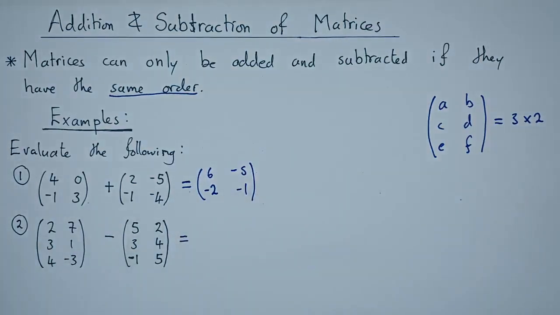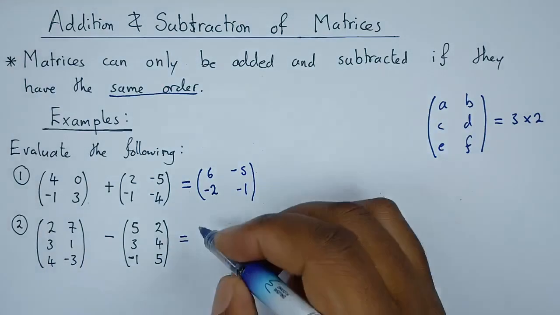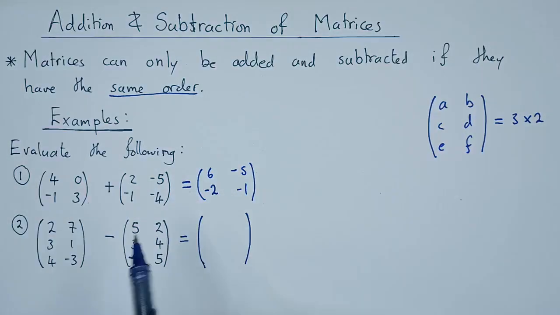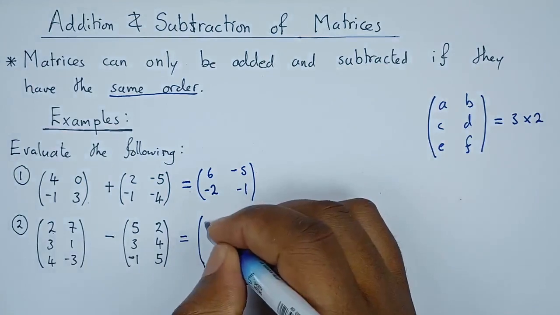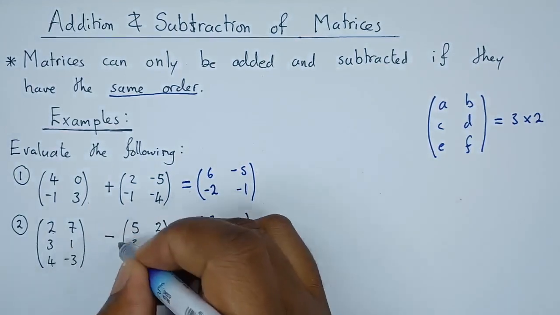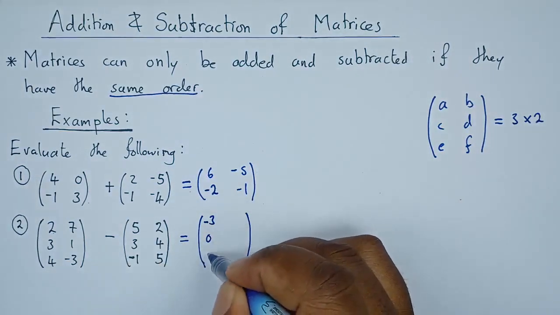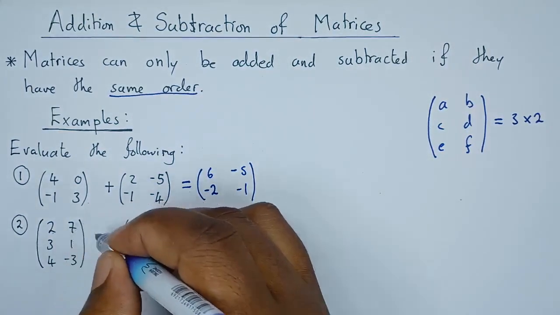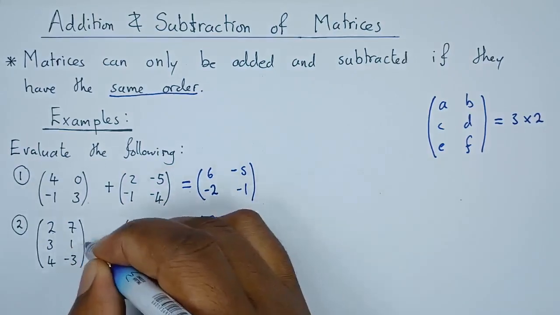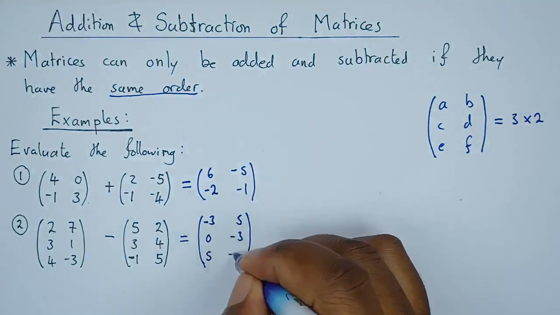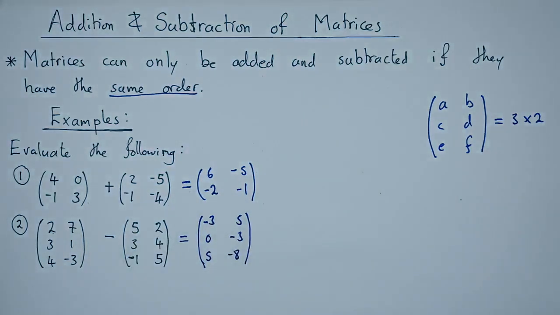Next question we have is this one. Let's subtract the two. Are the two matrices having the same order? Yes, they do. So let's do the subtraction. Subtract the corresponding values. It's as easy as that. So 2 minus 5, we get a minus 3. 3 minus 3, we get a 0 here. 4 minus negative 1, we get a positive 5. 7 minus 2, positive 5. 1 minus 4, minus 3. And negative 3 minus 5, we get a minus 8. Simple as that. So this is how we add and subtract matrices.